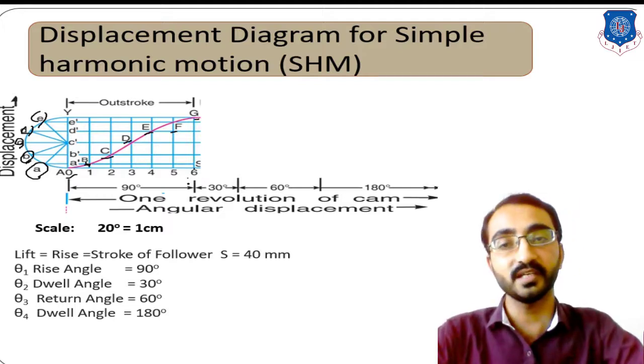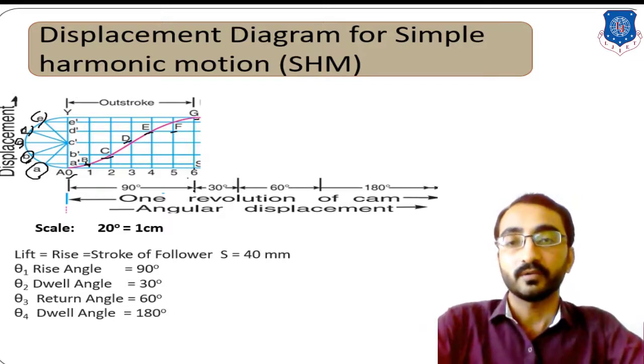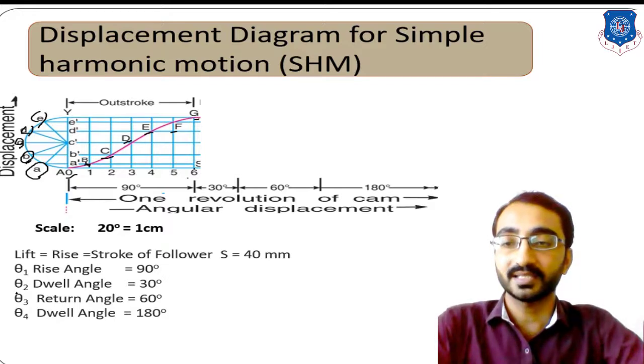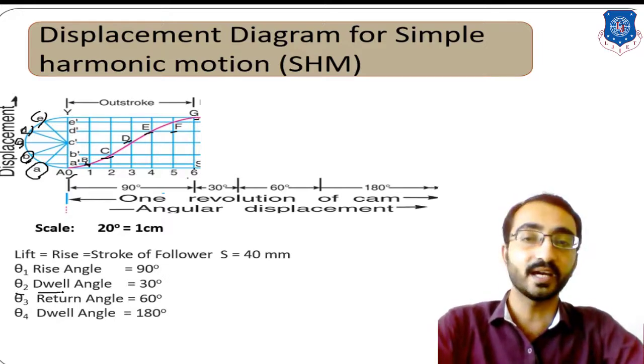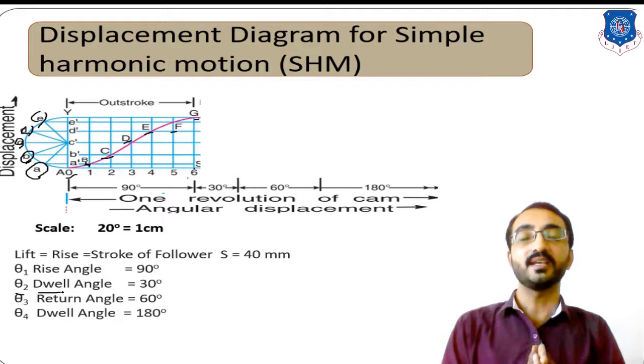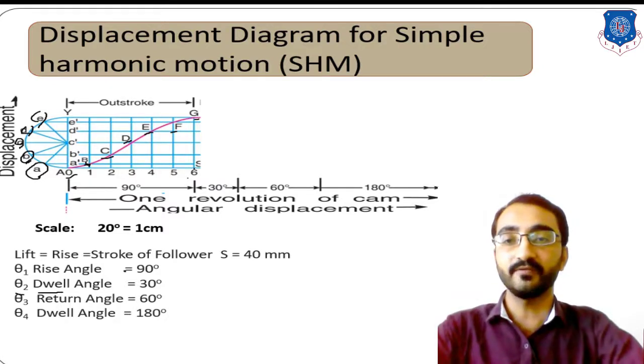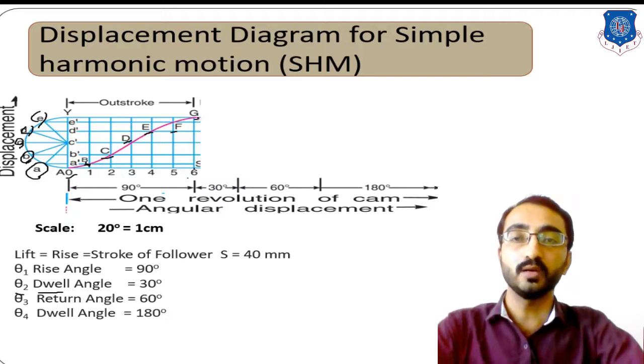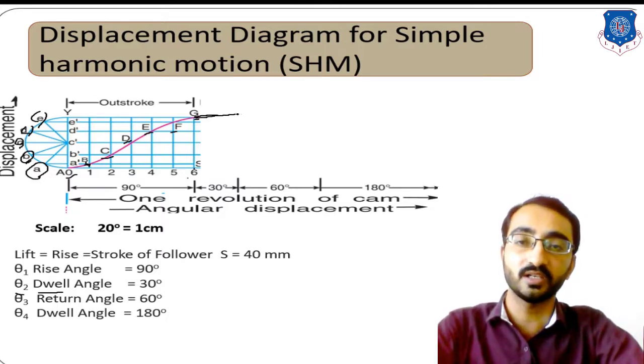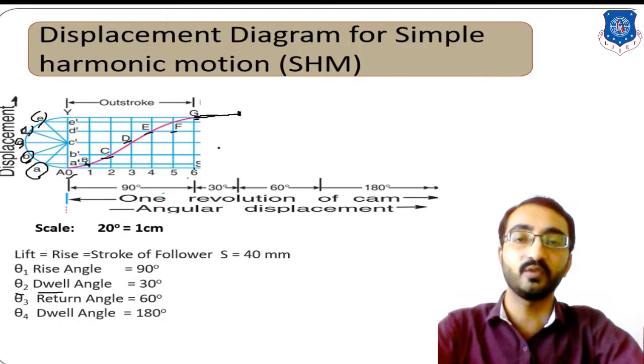Now for the rest of the phases, for example theta 2, that is the 12 phase. As we are aware, during the 12 phase the follower will remain at the steady state position, so it will not move. You simply have to extend this horizontal line, which represents the 12 position.